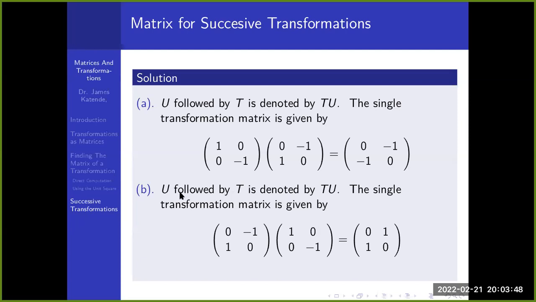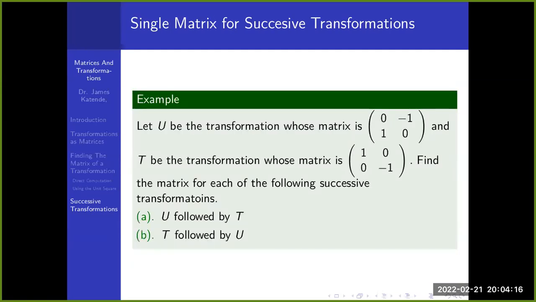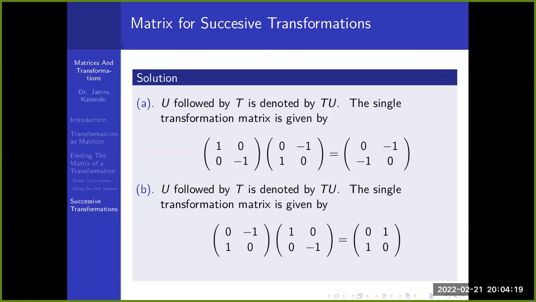oh, this is repeated again. I think this second one is a mistake. It should be T followed by U. So that should be UT. This sentence, I think, is wrong. Let's just check that the matrices also have been ordered correctly. Yeah, I think the matrices are fine. So there's a mistake at the bottom here. It should be T followed by U.